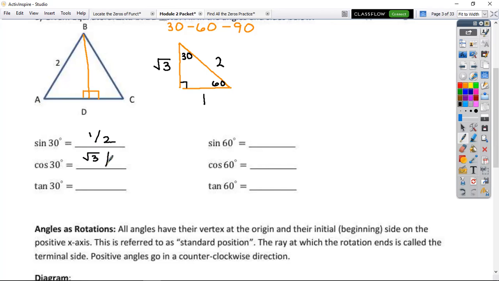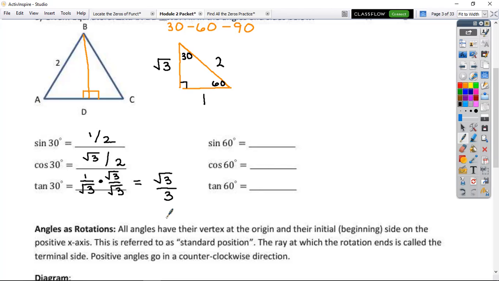And again, we do not use decimals for any of these. They have to be left exact like that. Tangent of 30 is going to be your opposite over your adjacent side. So this is 1/radical 3, which unfortunately we don't leave it like that. So you're going to rationalize the top and bottom, and you're going to instead always write this as radical 3/3. So radical 3/3.